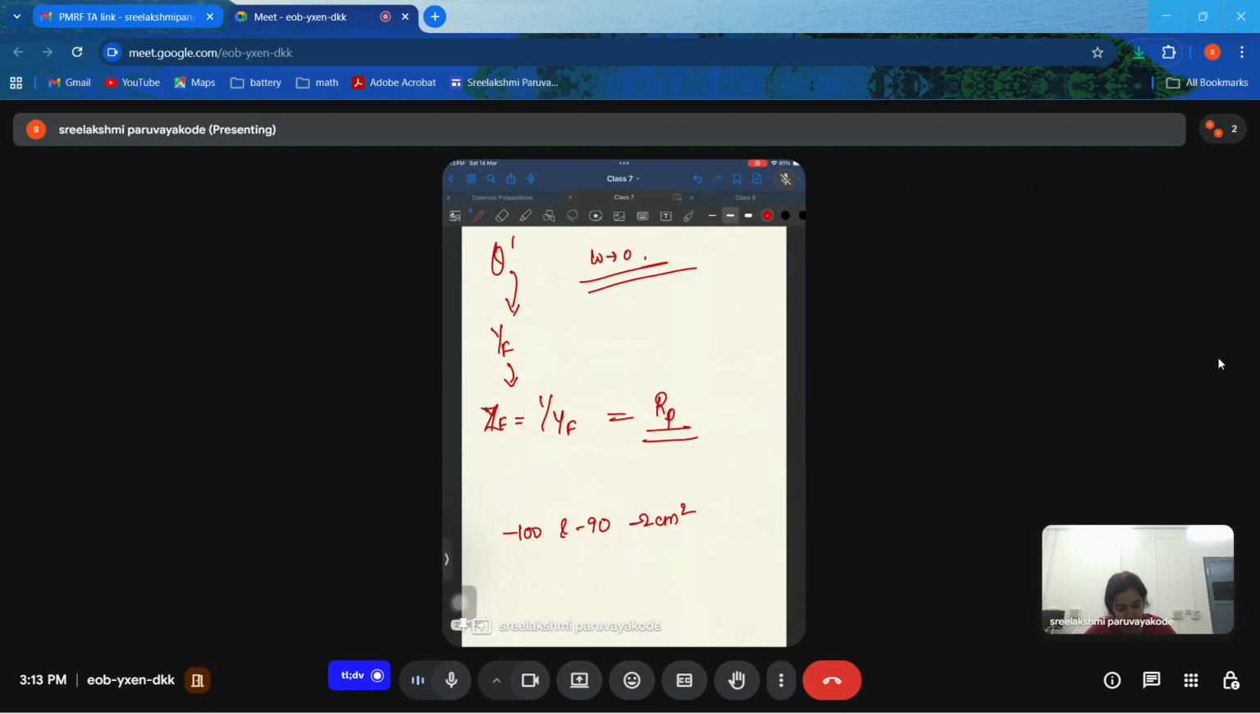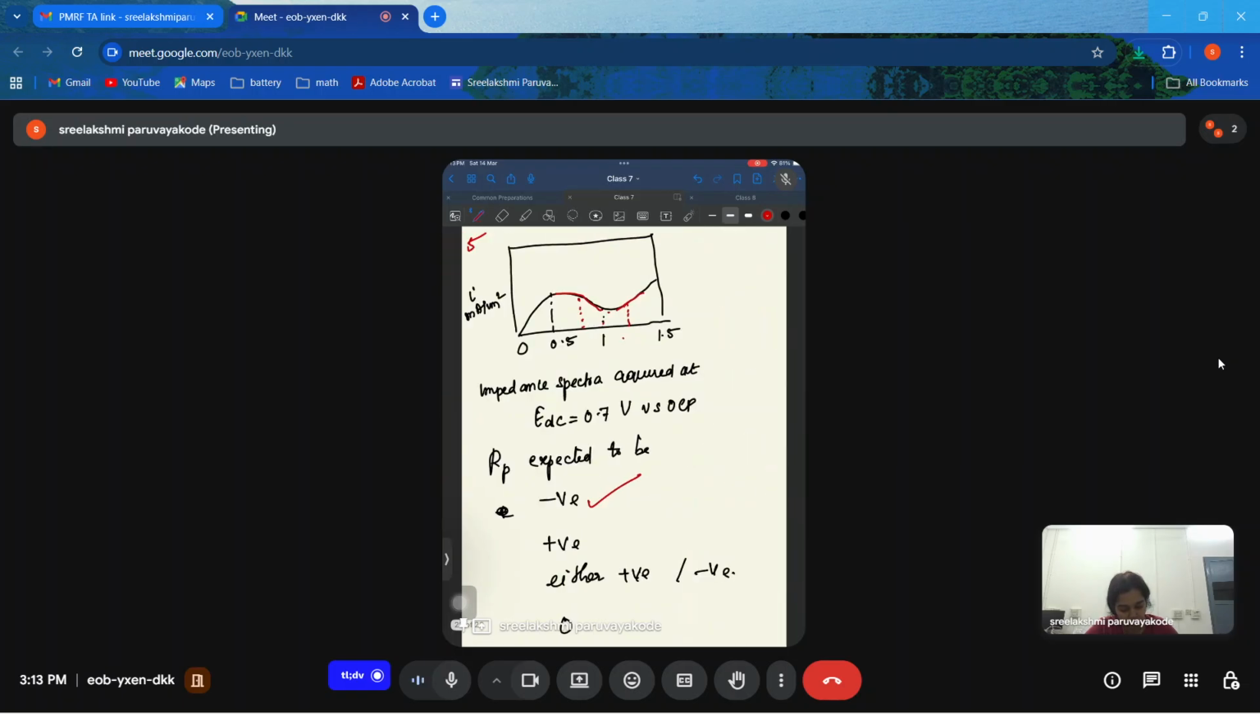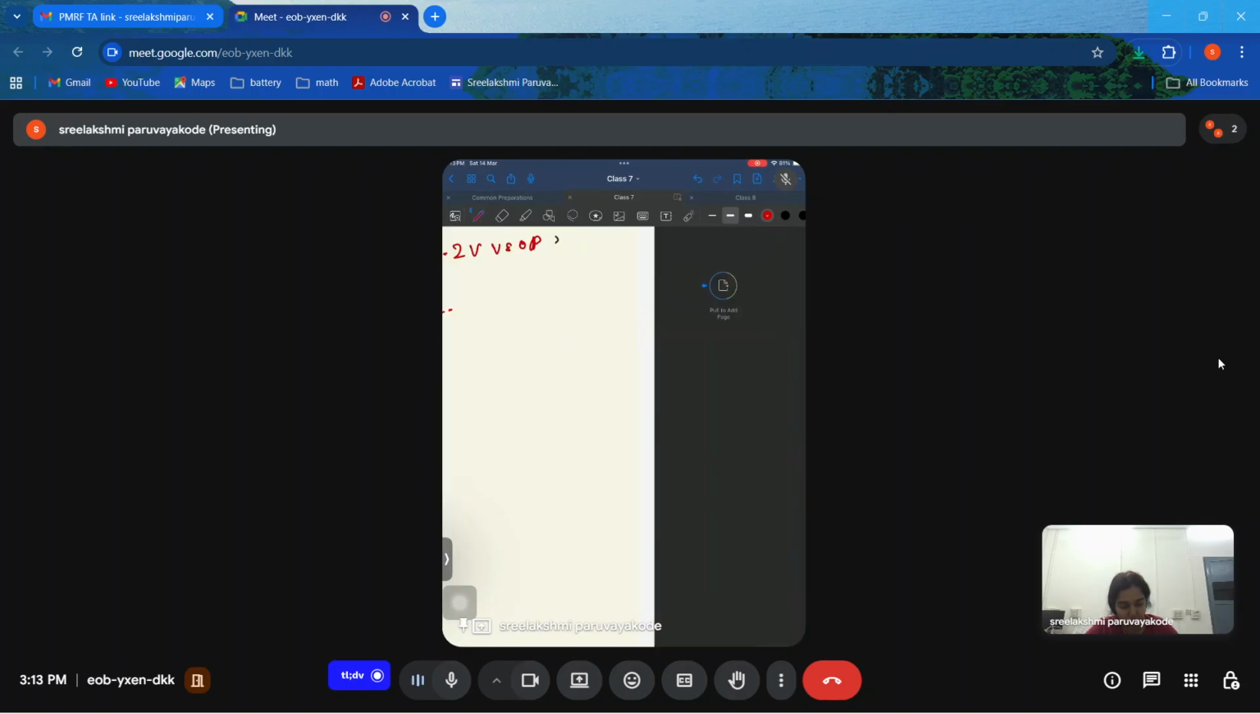And similarly, when RP is a, you have to find a theta dash, then find a YF, set up 1 by YF equal to RP. So this is what we did. We did a few more questions. Yes, and we stopped it.